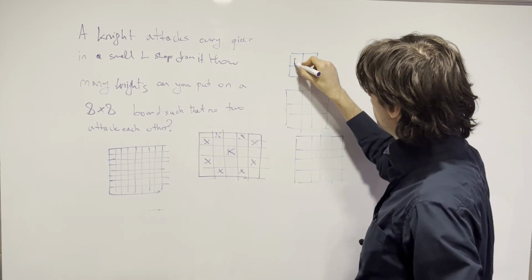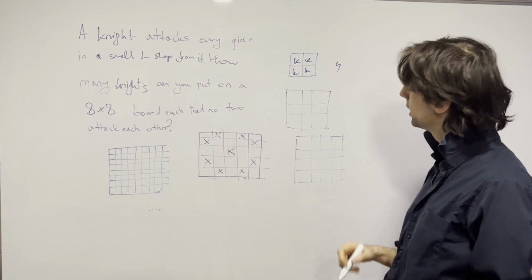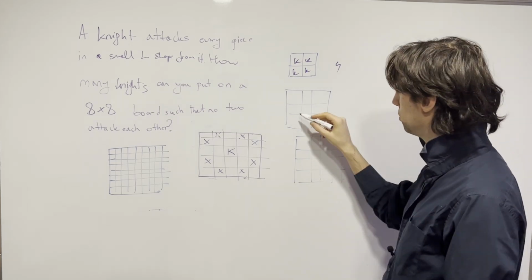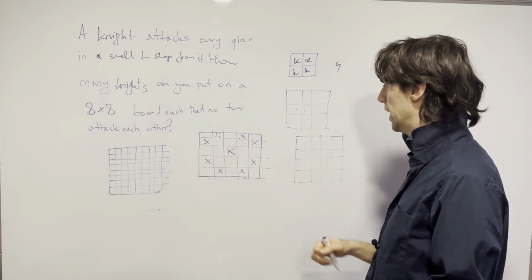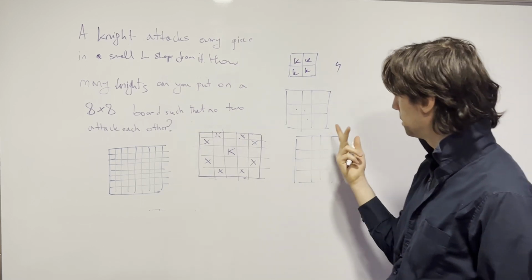So from 2, I can just put a knight everywhere. Like, I can put a knight, knight, knight. I can put 4 knights. Yay. Now, for 3, if I try to do a knight, knight, knight, knight, I can put 4. Right? So now let's think about it being a bit more strategic.